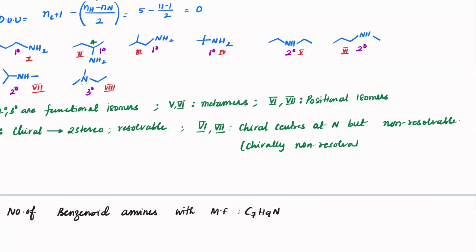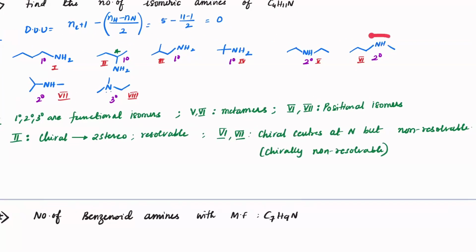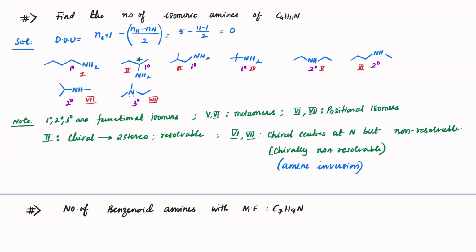Which means they might appear chiral and they might rotate the plane polarized light, but the problem is you cannot isolate them, because of the umbrella inversion, or amine inversion. So both will show amine inversion. Due to amine inversion, they interconvert into enantiomers very easily. Hence, we cannot separate them out. Since we can't separate them out, we call them non-resolvable.